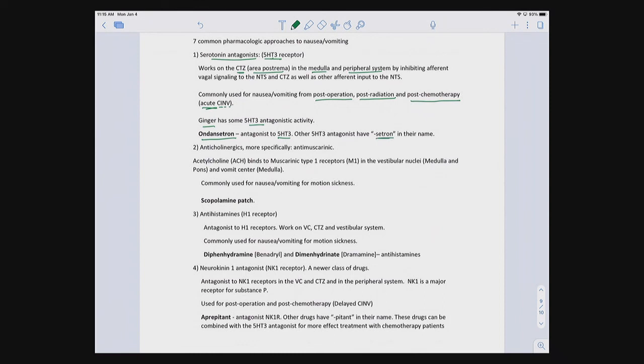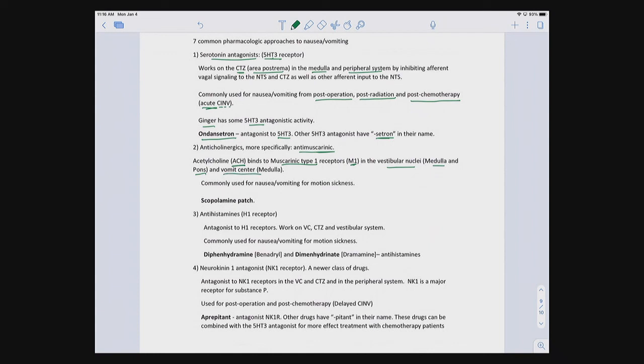Another category would be anticholinergics, more specifically anti-muscarinic type of drugs. Acetylcholine, which is a common neurotransmitter, binds to muscarinic type 1 receptors. We'll call those M1s. And we saw that those are found in the vestibular nuclei. Of course, the vestibular nuclei are found in the medulla and the pons of the brainstem, and also associated with the vomit center in the medulla as well.